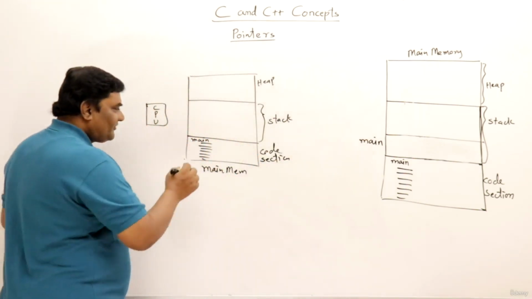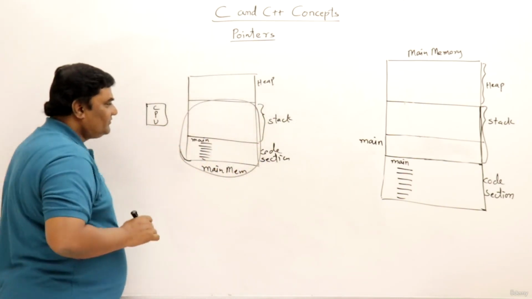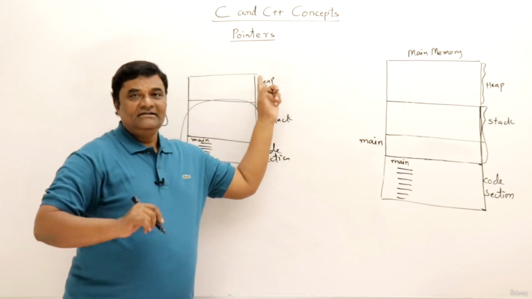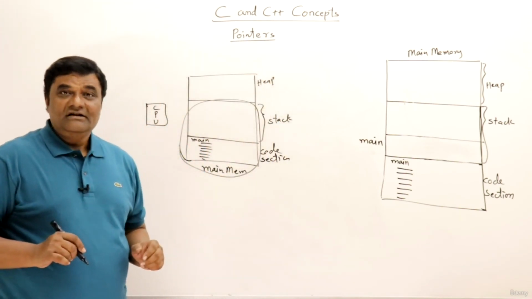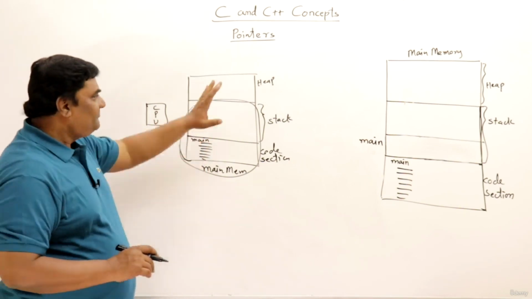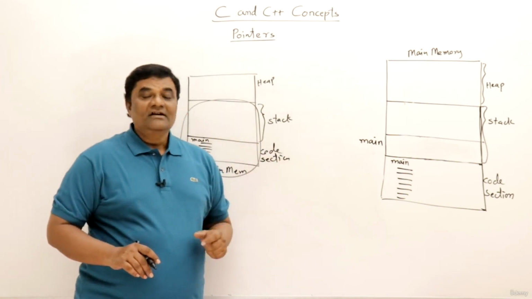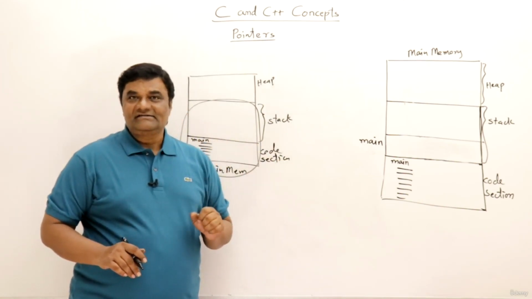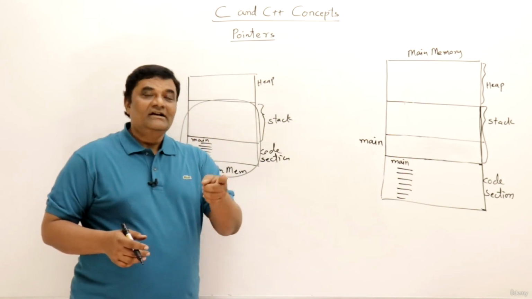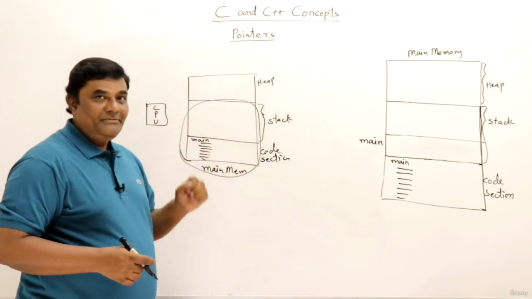This program can directly access two areas. What are those? Code section and stack. The program will not directly access the heap. The policy of a program is that it will not directly access it. Heap memory is external to the program, outside the program. So the program doesn't directly access it. Then how to access that? For that it needs a pointer. Yes, one of the reasons for using a pointer is accessing heap memory.